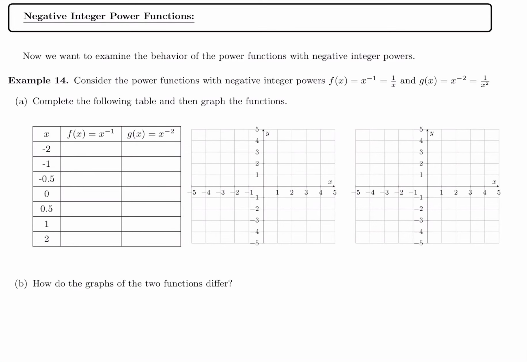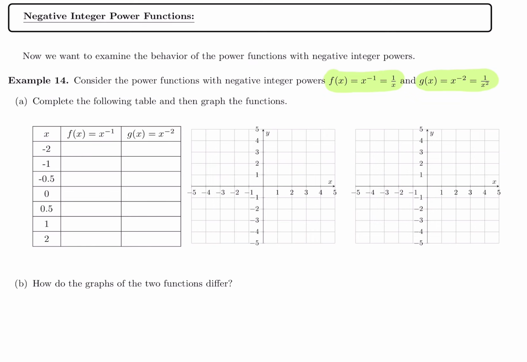Let's look at some negative integer power functions. So instead of x squared, we're going to look at x to the negative 2, which is the same thing as 1 over x squared. So we're looking at these negative options now. We have x to the negative 1, which is the same thing as 1 over x, and x to the negative 2, which is the same thing as 1 over x squared. Remember, negative exponents belong in the denominator.